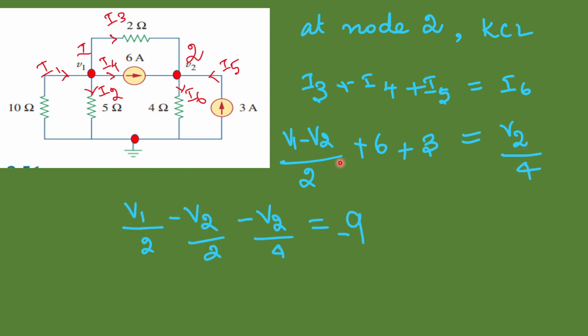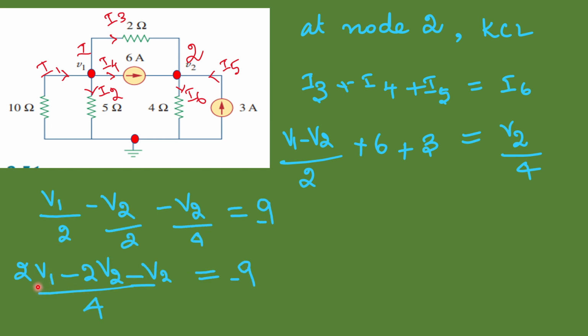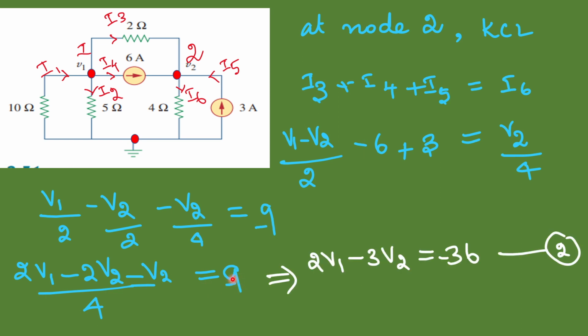So we can write this as V1 by 2 minus V2 by 2, and this V2 by 4 is brought to the left side. So this is minus V2 by 4, that is equal to minus 9 on the right hand side. When you take common denominator 4, it is 2V1 minus 2V2 minus V2, that is equal to minus 9. So we can write this as 2V1 minus 3V2 equal to minus 36. So we got the second equation.